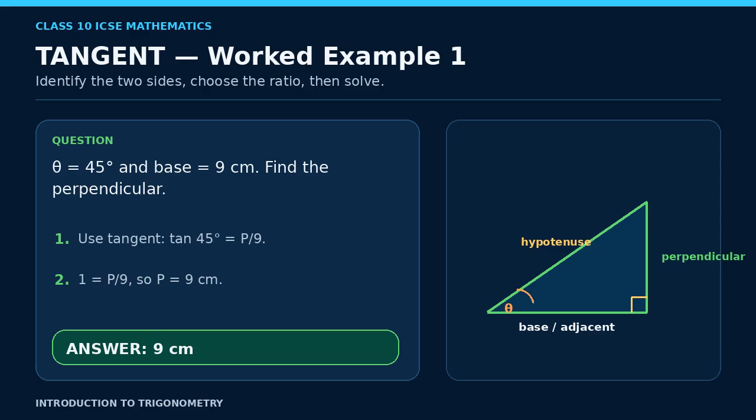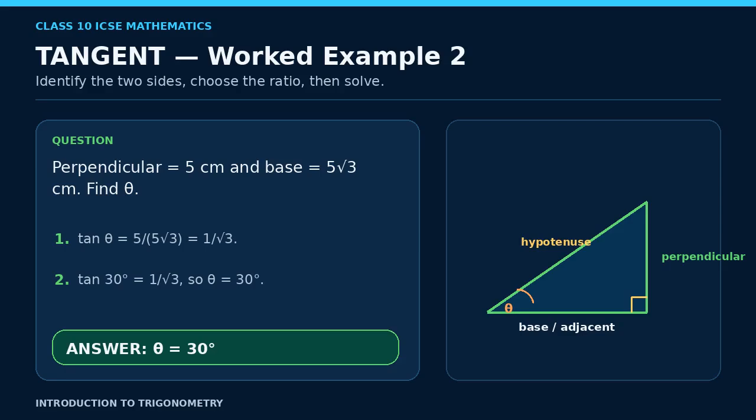Find the perpendicular. The perpendicular and base are involved, so use tangent. Tangent 45 degrees equals perpendicular divided by 9. Since tangent 45 degrees equals 1, perpendicular divided by 9 equals 1. Therefore, the perpendicular is 9 centimeters. Answer: 9 centimeters. This agrees with the fact that a right triangle containing a 45-degree acute angle has its two shorter sides equal.